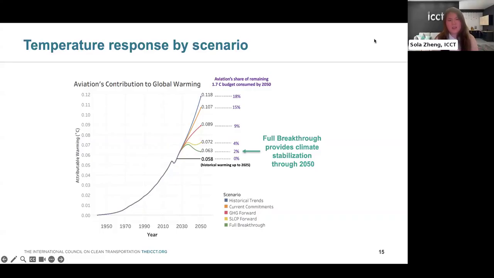This is highlighting that if we only focus on SLCP mitigation, there will most likely be a return to the warming trend beyond 2050. And then only in the full breakthrough scenario, where we combine aggressive GHG and SLCP mitigations, can we see a stabilization trend around 2050, where the warming contribution from aviation is cut by 90% compared to historical trends. And then aviation would only take up 2% of the remaining 1.7 degree global carbon budget.